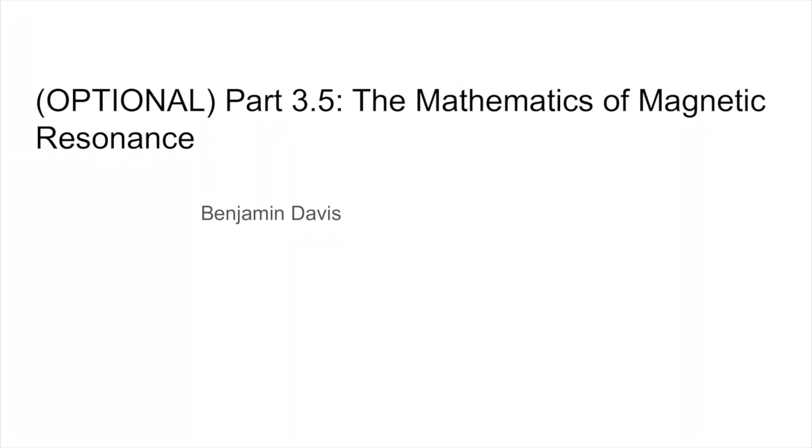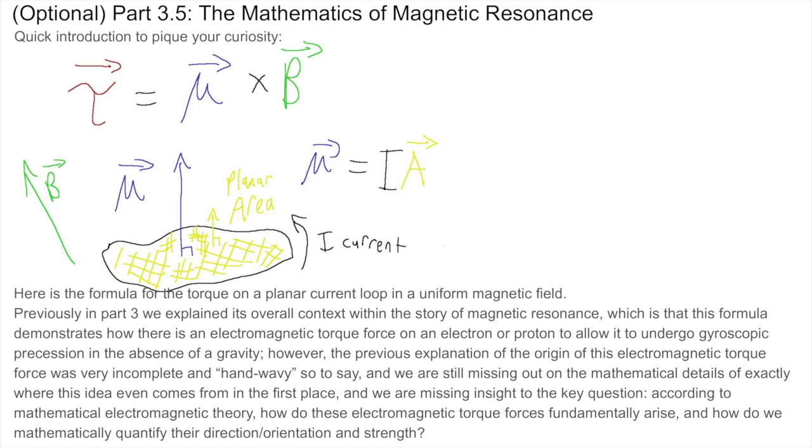Optional, Part 3.5, The Mathematics of Magnetic Resonance. Here's the formula for the torque on a planar current loop in a uniform magnetic field. Previously in Part 3 we explained its overall context within the story of magnetic resonance, which is that this formula demonstrates how there is an electromagnetic torque force on an electron or proton to allow it to undergo gyroscopic precession in the absence of gravity.